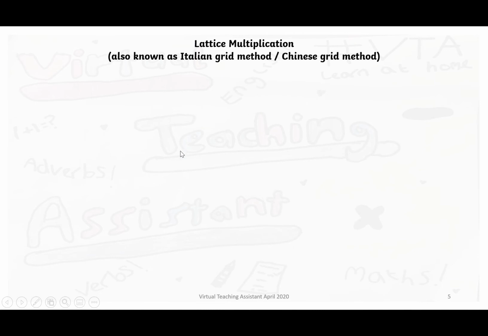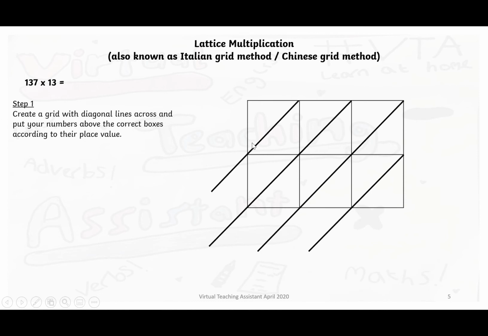Now, the next method is known as lattice multiplication, Italian grid method, or Chinese grid method. Generally, this is, I think, year 5 upwards would look at this. So we're going to have a look at 137 times 13. So step 1 is you need to create a grid, such as this.